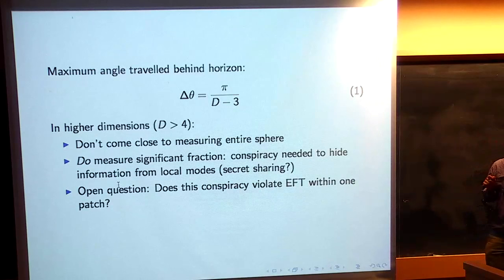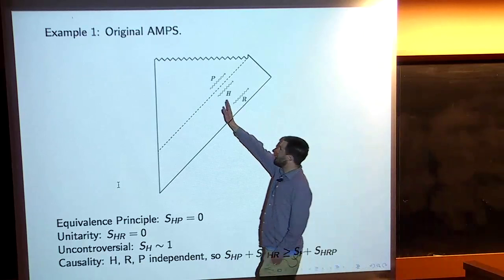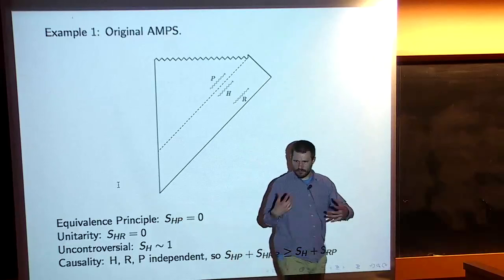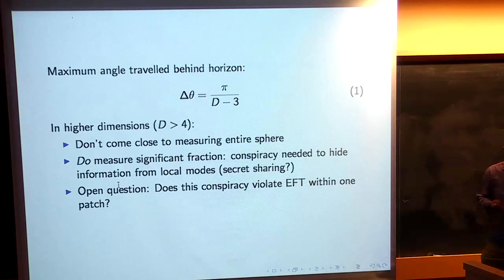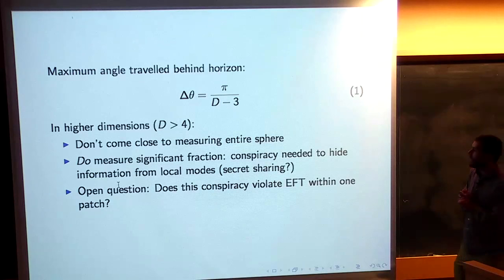Okay, the simplest version was to say, we have an S-wave outside, we have an S-wave inside, and these two things together should be in a pure state. Now, it's true that you could modify the argument a little bit, and I'll come to that in a moment. But let me talk about the geometry for a moment. I'm just calculating the space-time geometry of a black hole. The simple computation you can do is to calculate the maximum angle that light can travel behind the horizon before hitting the singularity. And that angle is finite, and it's equal to pi over d minus 3, where d is the space-time dimension.